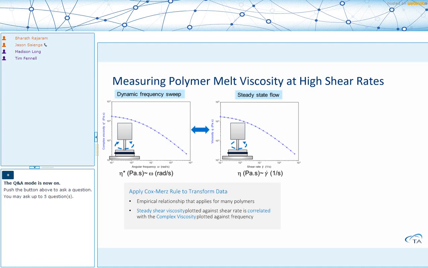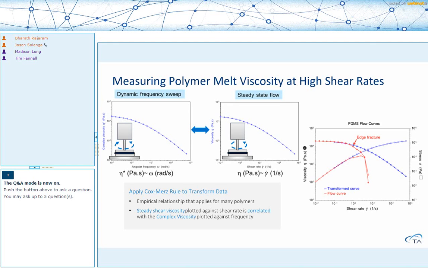The Cox-Mertz rule tells us that the complex viscosity plotted against frequency correlates directly with the viscosity as a function of shear rate, which is what we would expect to get as the ultimate point, which is a flow curve. You need to get viscosity as a function of shear rate. And the Cox-Mertz rule tells us that you could do an oscillation experiment, collect complex viscosity, and that essentially translates to shear viscosity. And here is an example of that.